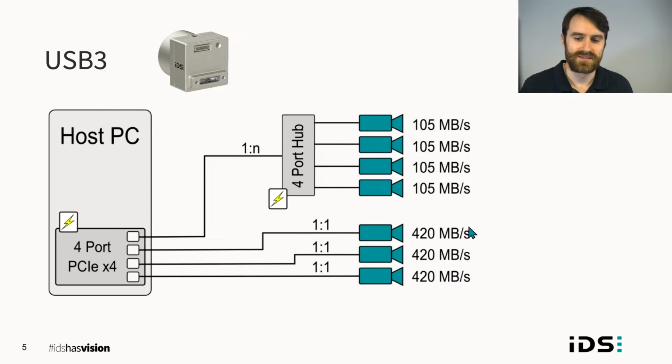Now, USB has another feature called direct memory access as well that drastically reduces the CPU overhead of a USB 3 system. So this can be advantageous when compared to our other interfaces.